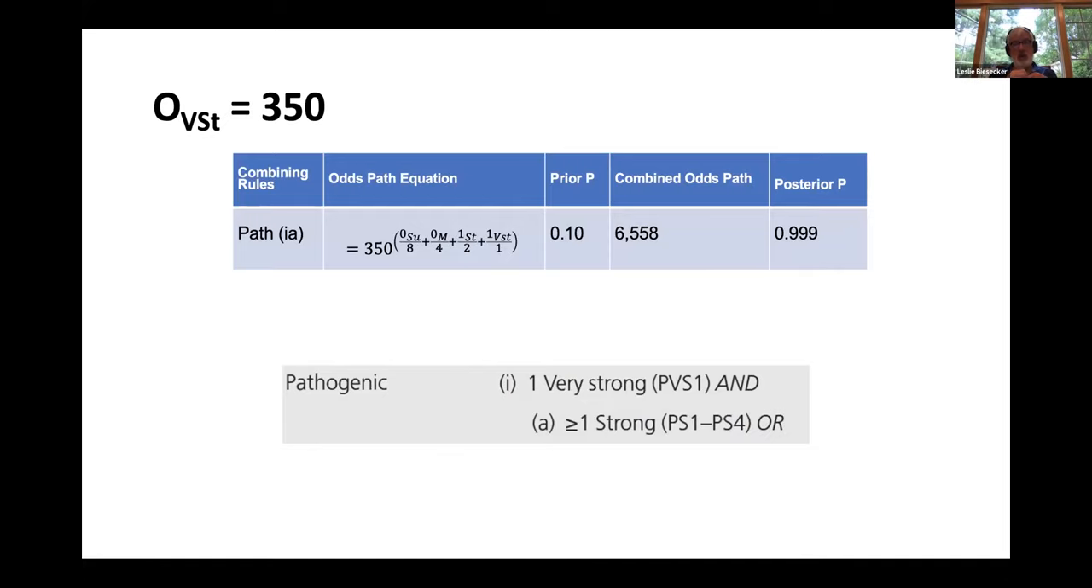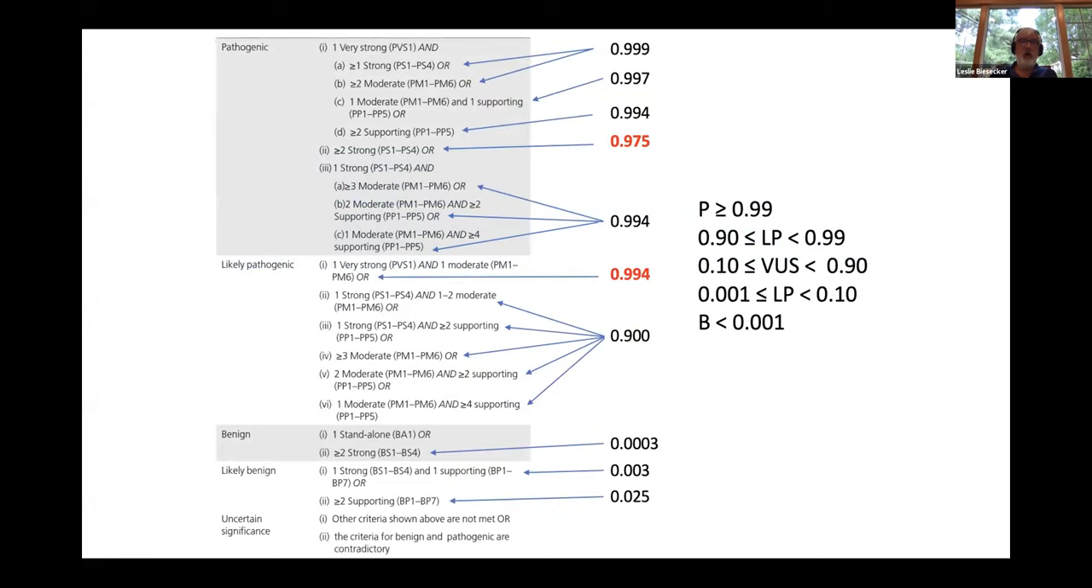And then you can ask the question, okay, if I have transformed this Bayes heuristic rule set now into an equation, how well does it match the output of the Richards et al. system? So here's Richards et al. combining rule number one, which is one very strong piece of evidence and one strong piece of evidence is pathogenic. So here's the formula. 350 to the exponent of, here's one very strong and one strong. All right, so that would be 350 to the power of 1.5. Use the prior probability of 0.1. And this equation becomes 6,558. And the posterior is actually 0.999. It's actually higher than you even need for pathogenic. So that's cool. You can do that for all of the Richards et al.